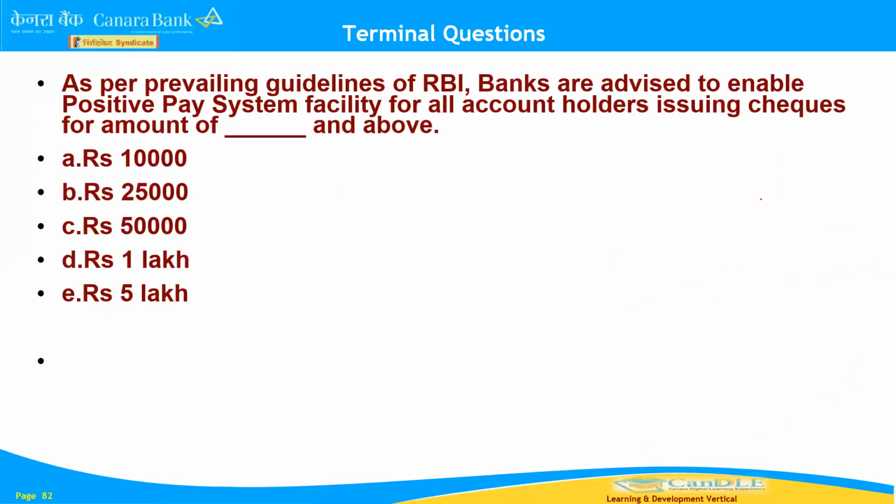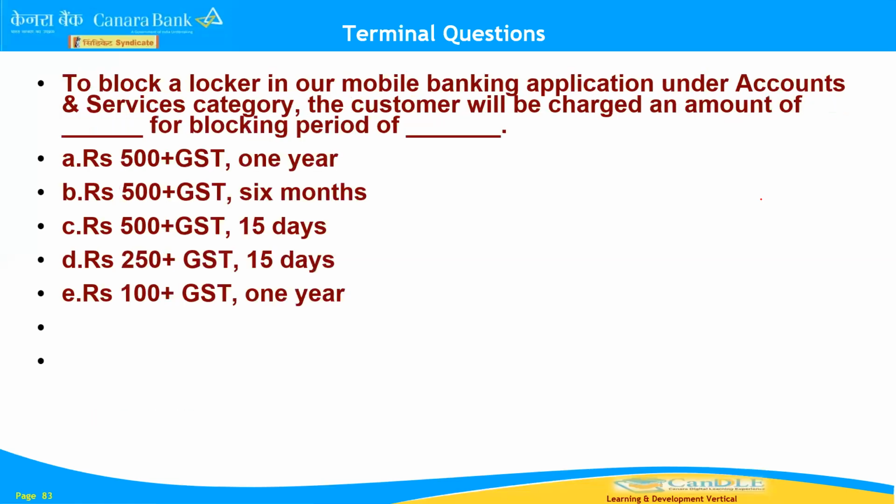Banks are a positive payment system which X amount dash. See, he has not used the word mandatory here. Positive payment, just now we discussed. Both he will give in the choice: 50,000 and 5 lakhs. People are giving answer 50,000. Very good, sir. 5 lakhs is mandatory, sir. There is no mandatory word used here.